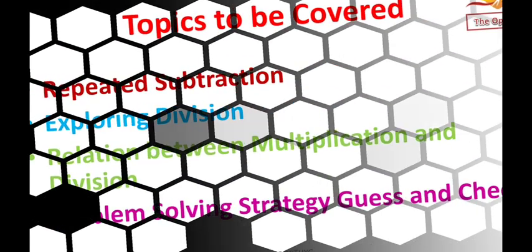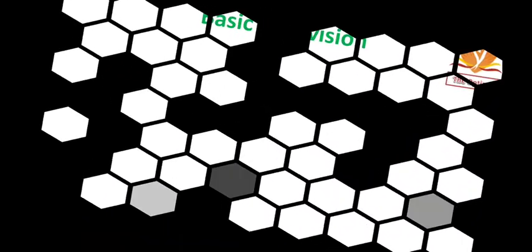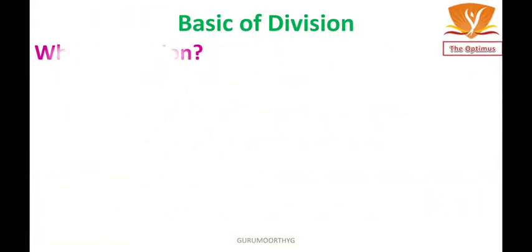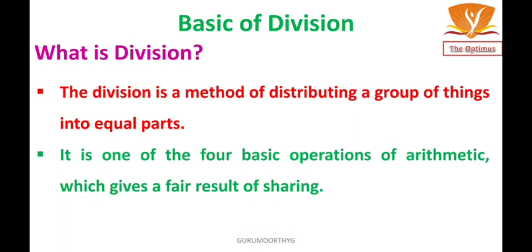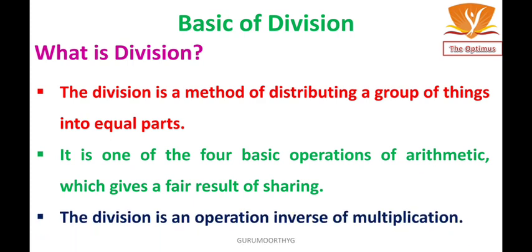First topic is basics of division. What is meant by division? Division is the method of distributing a group of things into equal parts. It is one of the four basic operations of arithmetic which gives a fair result of sharing. Division is the inverse operation of multiplication. We know inverse means opposite. That means we know multiplication is nothing but repeated addition. Then division means repeated subtraction.